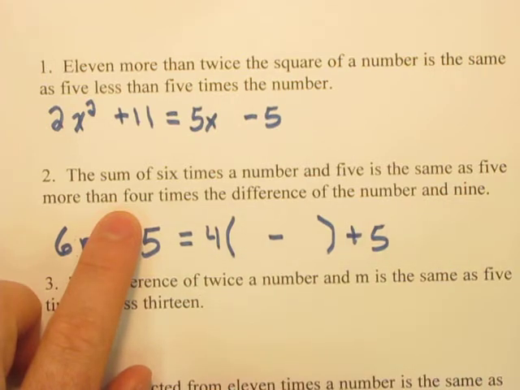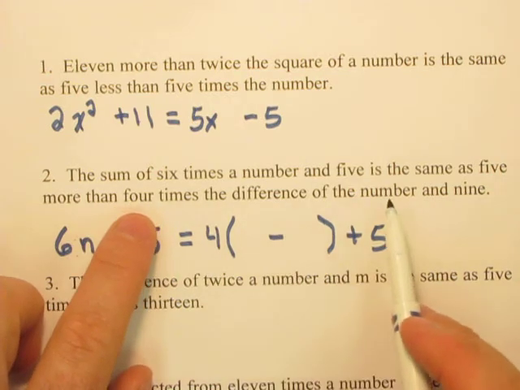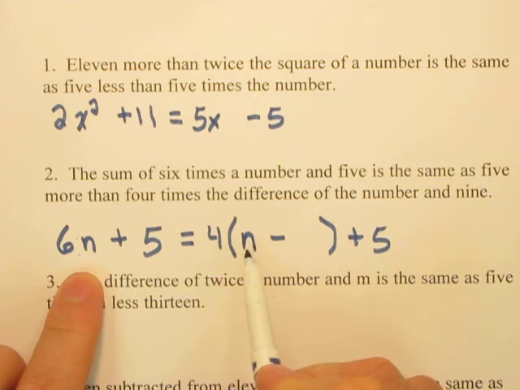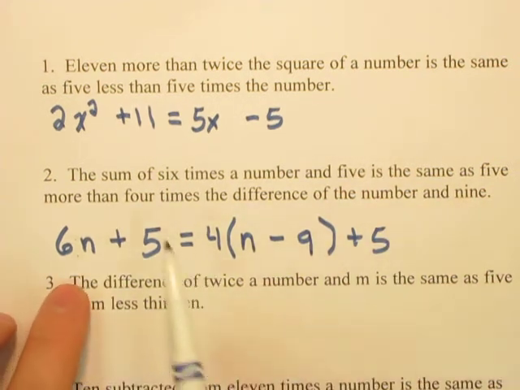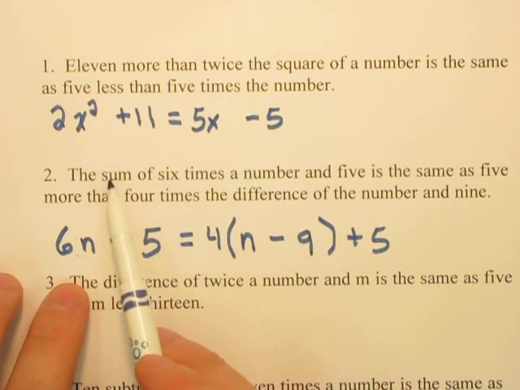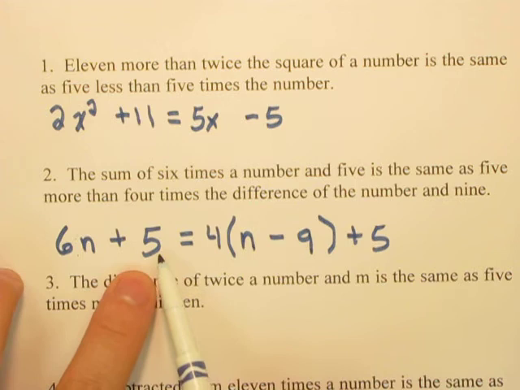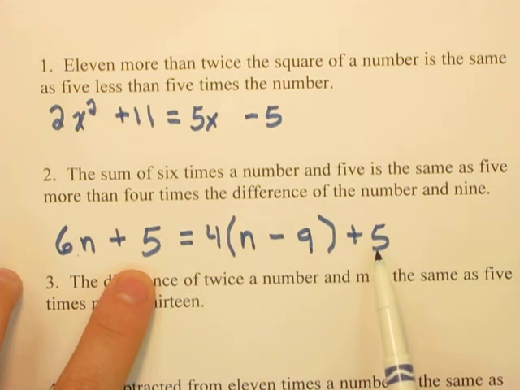4 times the difference. Again, we're looking for something and something. 4 times the difference of a number and 9. And so in this case, I'll say n for the number and 9. I'll read the whole thing all over again. The sum of 6 times a number and 5 is the same as 5 more than 4 times the difference of a number and 9.